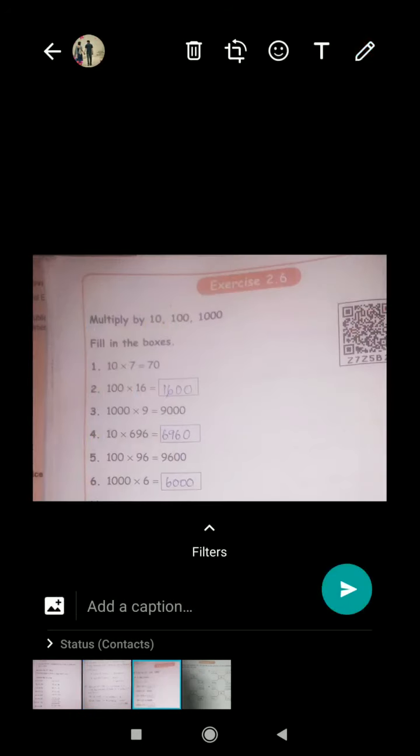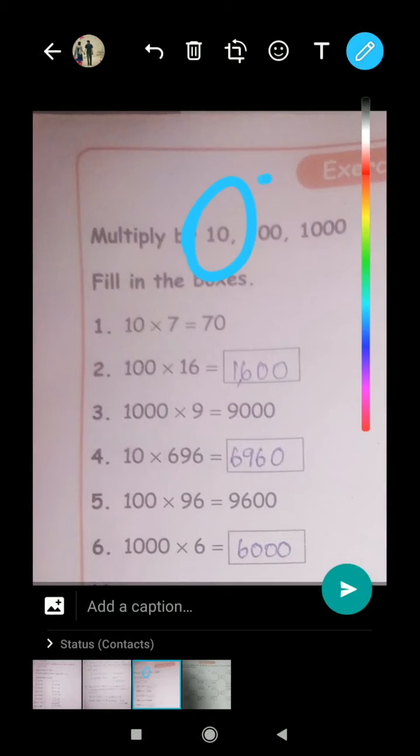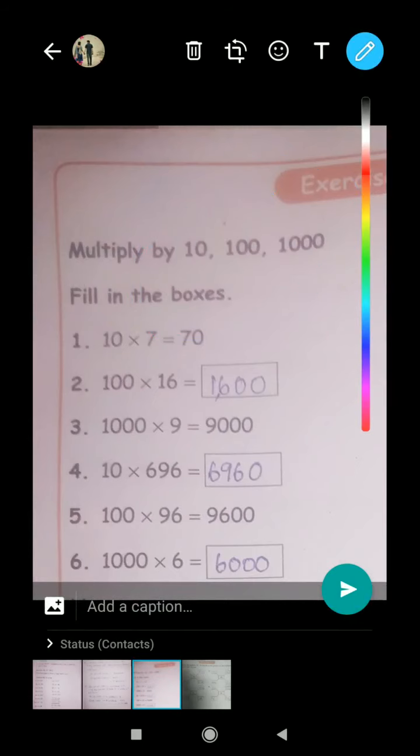Okay, next. Exercise 2.6. Multiply by 10, 100 and 1000. These all are boundary values, 1 with zeros. So 10 into 7 is equal to 70. It's nothing but you just multiply with 1. 7 into 1 is equal to 7. Then add zeros. How many zeros are there? There is only 1 zero. So put 1 zero.